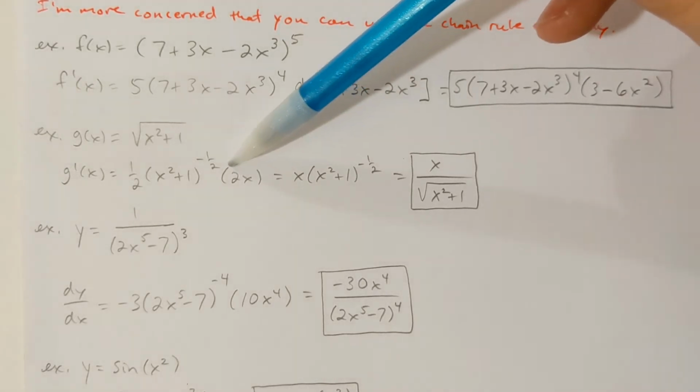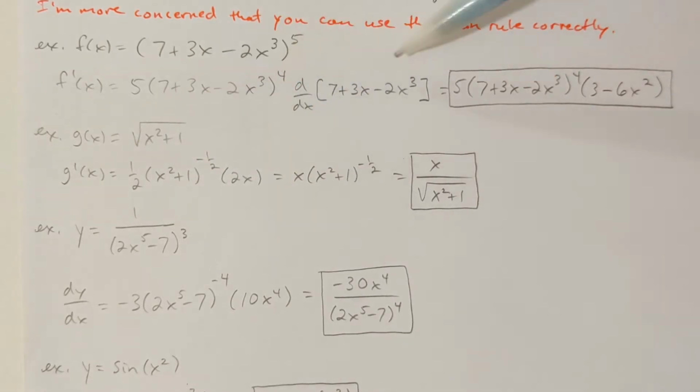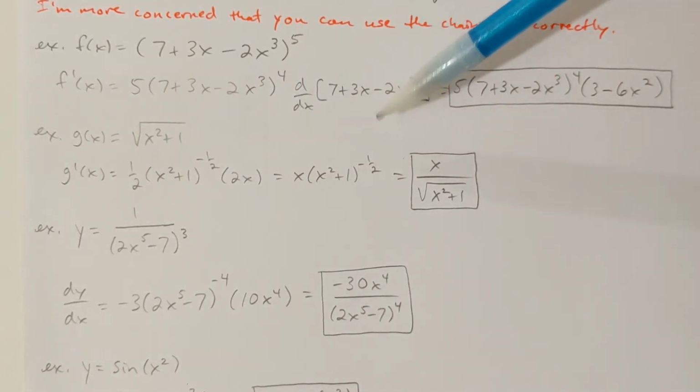Like they'll forget to multiply by the derivative of the thing that they're ignoring here in order to begin the chain rule. Don't do that. Okay, make sure that you finish using the chain rule there. Otherwise, the answer is not correct.